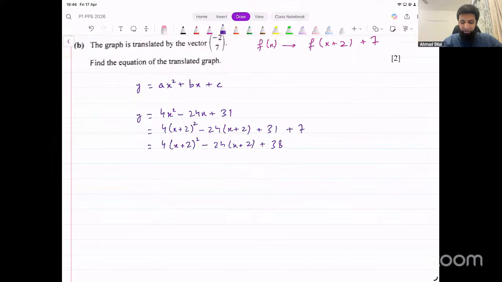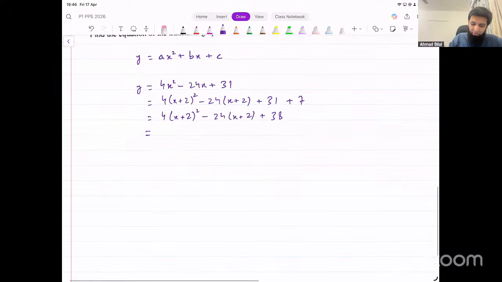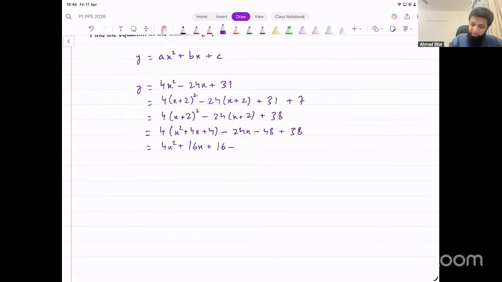you could expand it as well, and that will give you 4 times (x squared plus 4x plus 4) minus 24x minus 48 plus 38. Simplify this, and that gives you 4x squared plus 16x plus 16 minus 24x minus 48 plus 38. And you can see what that turns out to be: 4x squared.